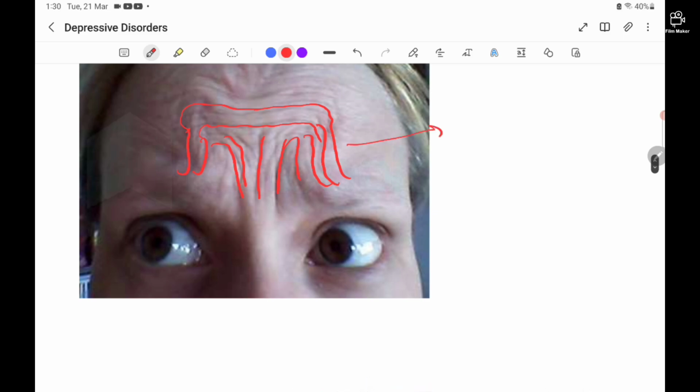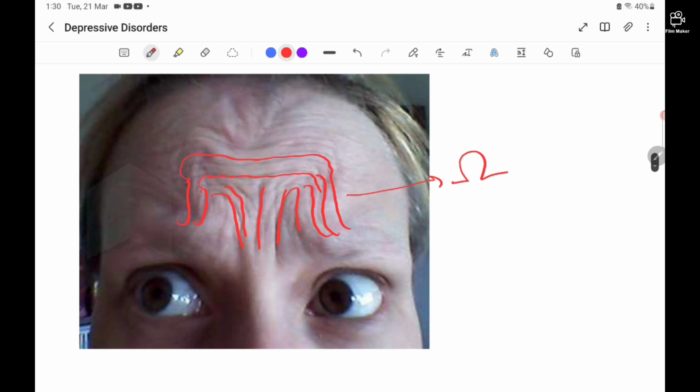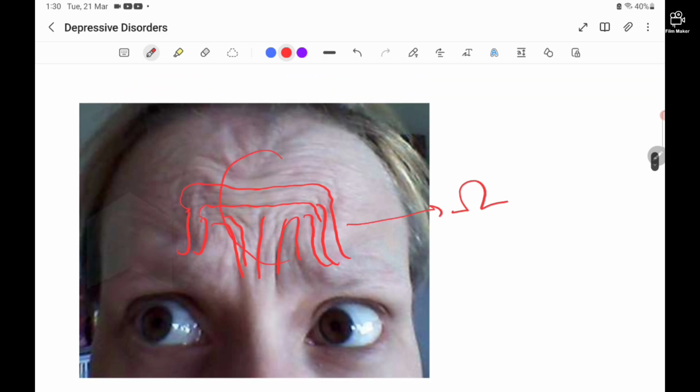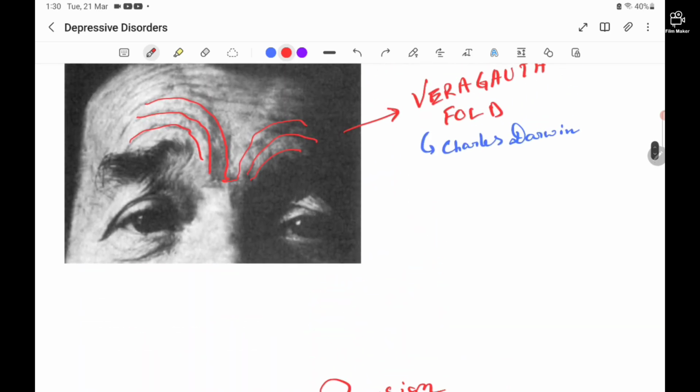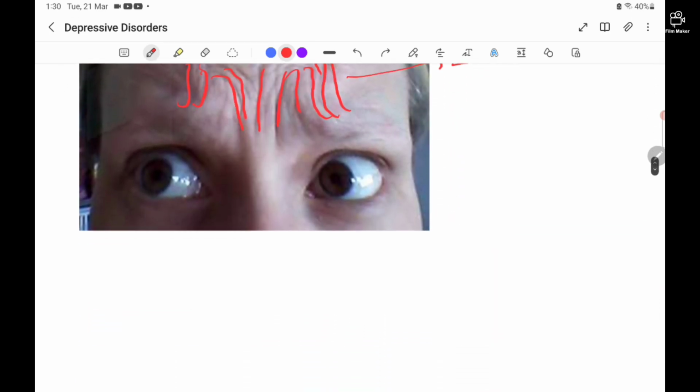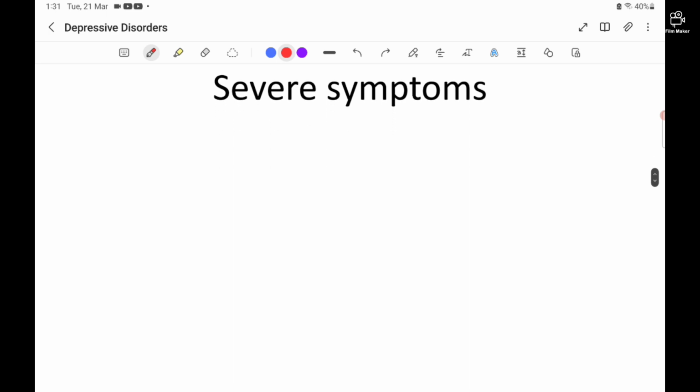So you can see this shape, it takes the shape of omega. So you can appreciate the difference between omega sign and Veraguth's fold on the forehead. Now let's come to severe symptoms. These things are mostly found in cases of severe depression, not in acute episodes or small episodes.